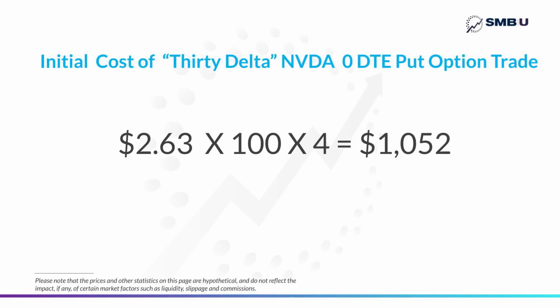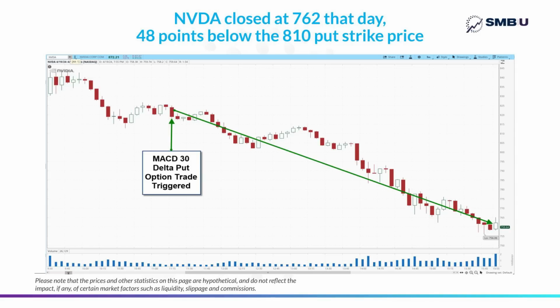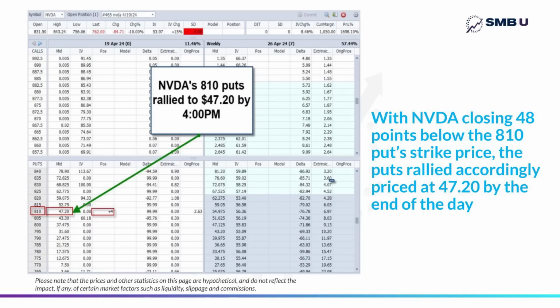And so moving to the end of the day, we can see, as Garrett just showed us, that NVIDIA had sold off substantially after we entered the trade. And so the puts, of course, the prices on those went up. They get much more valuable as the stock approaches the strike price and goes beyond it, which is the case with these 810 puts. And so at the end of the day, with NVIDIA closing at 762, 48 points below those 810 puts that we bought, if we now take a look at the options chain, you can see the 810 put now has increased massively in value to 47.20, which makes sense, right?